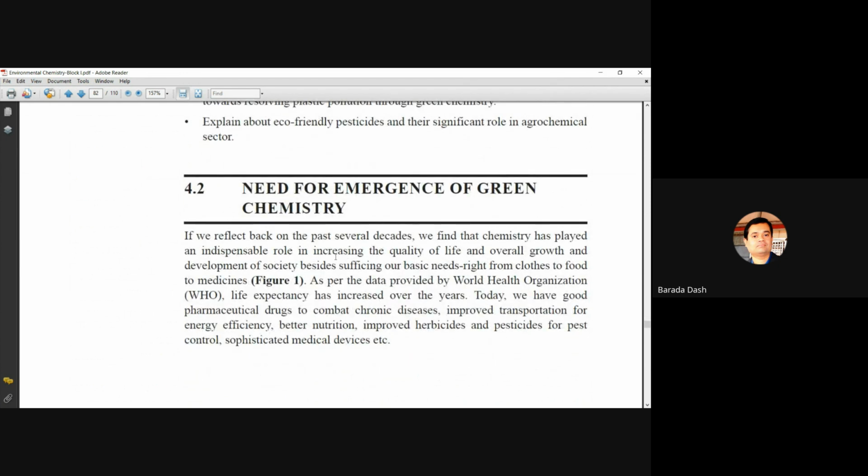Environmental chemistry and green chemistry are completely different. As I told previously, environmental chemistry is the chemistry of the pollutants, whereas green chemistry is the chemistry that deals with how to reduce the generation of pollutants. Those are fundamentally different.